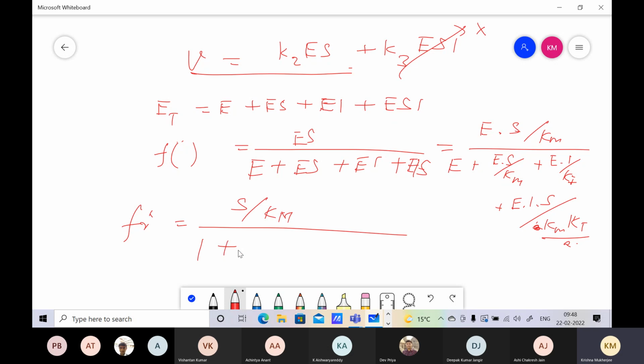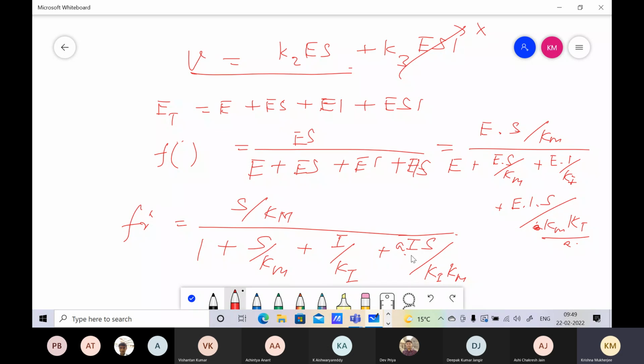upon 1 plus S by Km plus I by Ki plus I into S by Ki Km into A. Some A will come on top, right? Is this all right? Or did I go too fast? This is obvious, right? Yes, sir.